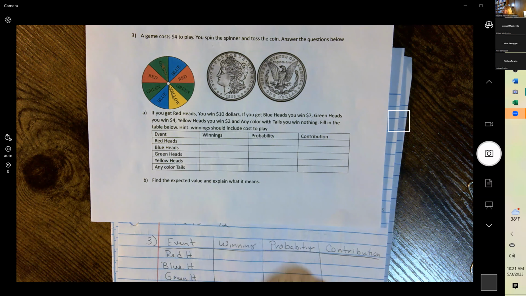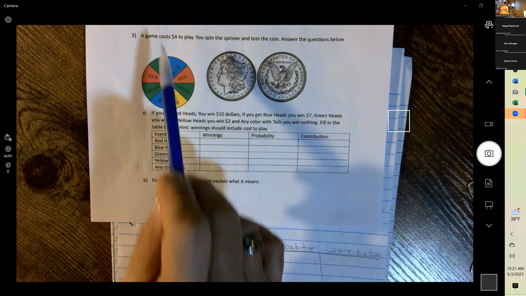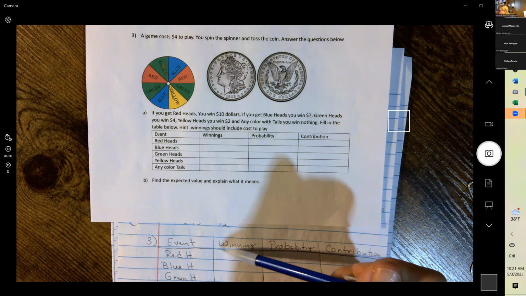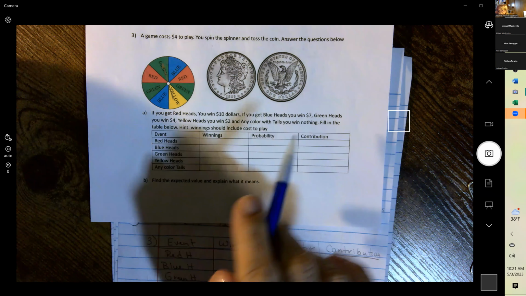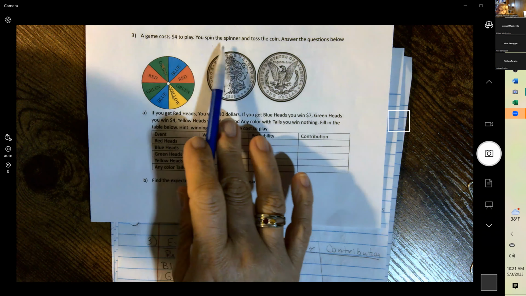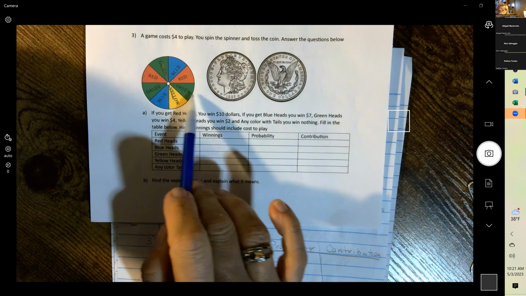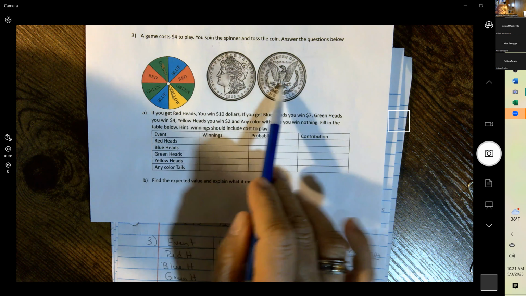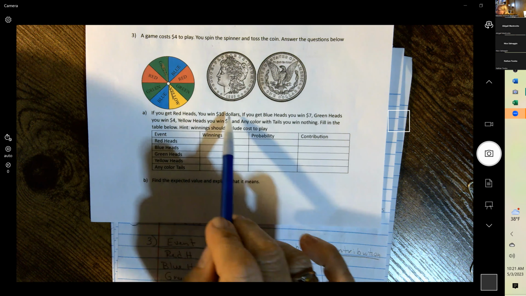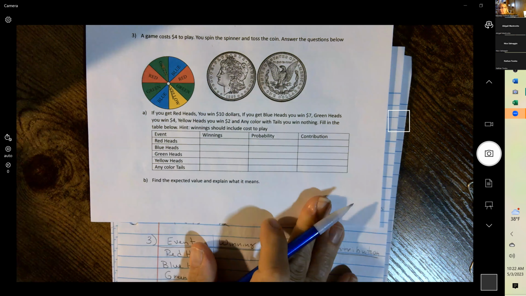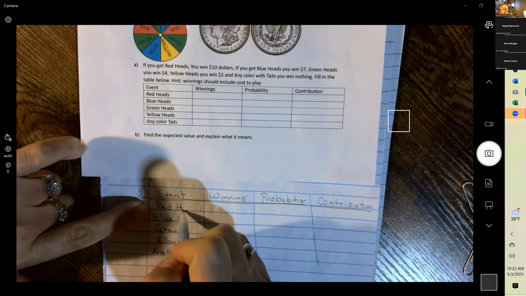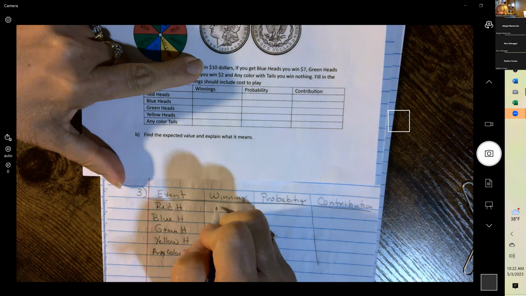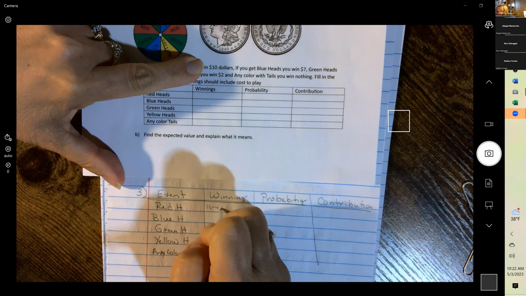Okay. Let's look at the winnings first, just to make sure we have everything correct. You do want to remember it costs $4 to play, so you need to subtract the $4. So it says $4 to play, you spin a spinner and toss a coin. Here's our spinner and our coin. If you get red heads, you win $10. For a red head, we win $10, but it costs $4 to play, so we get $6.